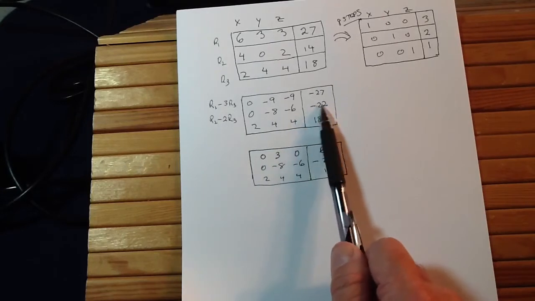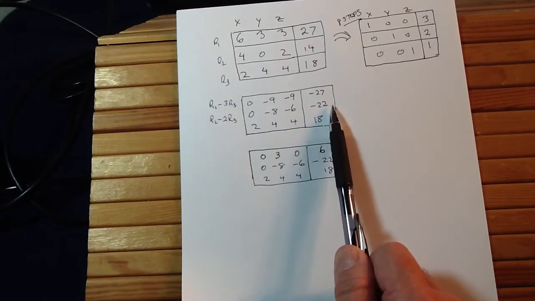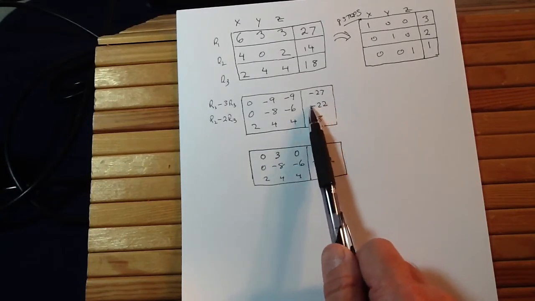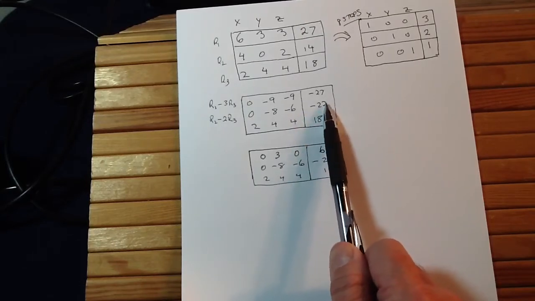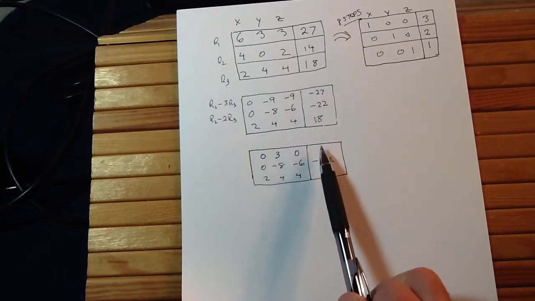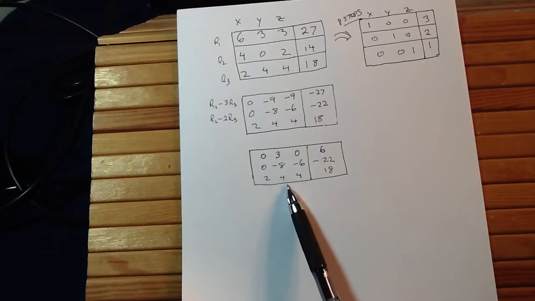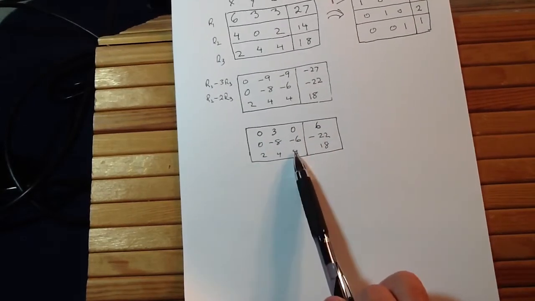And you come over here, do the same thing. Take 3 halves, let's see, the 2 divided into 22 is 11. Minus 11 times 3 is minus 33. Subtract it, that means you add it, and you get 6. Go through and make sure you understand that. And now we're basically done with the matrices.